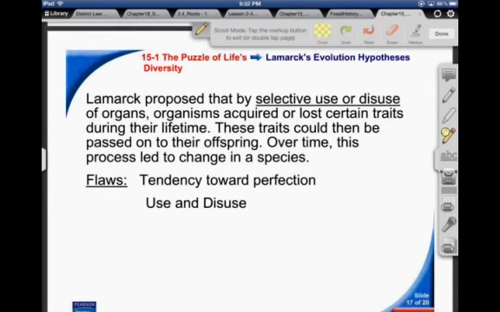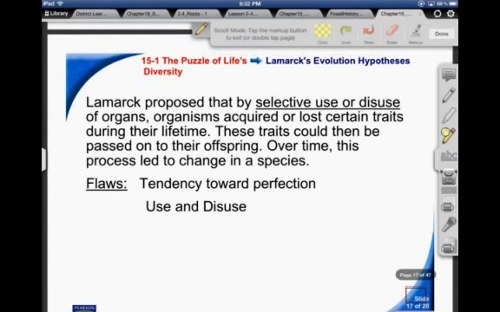Now Lamarck had an interesting theory called use or disuse. So imagine a giraffe stretching its neck up as high as it can so that it could reach the top of the foliage so that it could survive, so that it could eat, so that it could have babies. Lamarck thought that these traits were then passed on to the offspring.